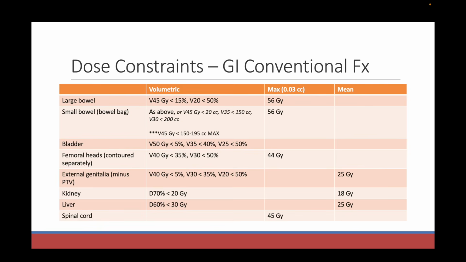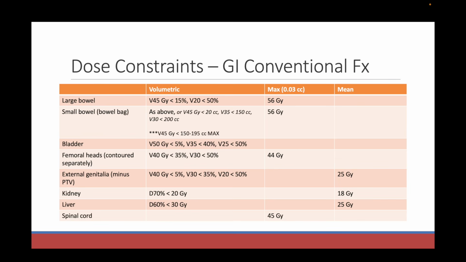Here are some dose constraints that are applicable for any time you're doing conventionally fractionated radiation within the GI tract. Small bowel and large bowel maximum dose, you always want to keep less than 56 gray. A small bowel constraint that I have committed to memory is a V45 gray, less than 150 cc's. You can tolerate up to 195 cc's max, but ideally you don't want to go above that. Femoral heads, you want to try to keep your V40 less than 35%, your V30 less than 50%.